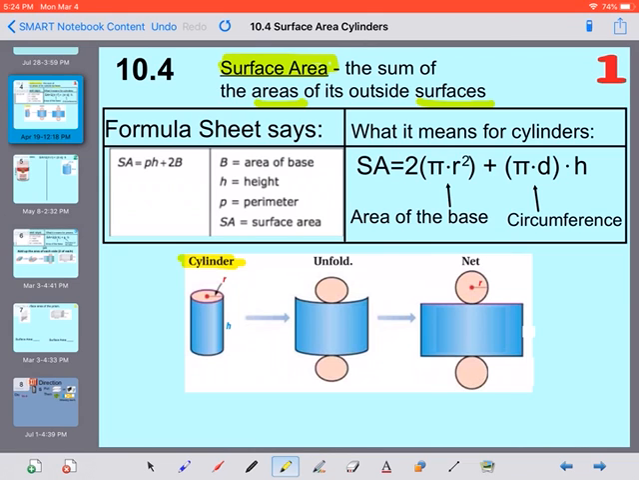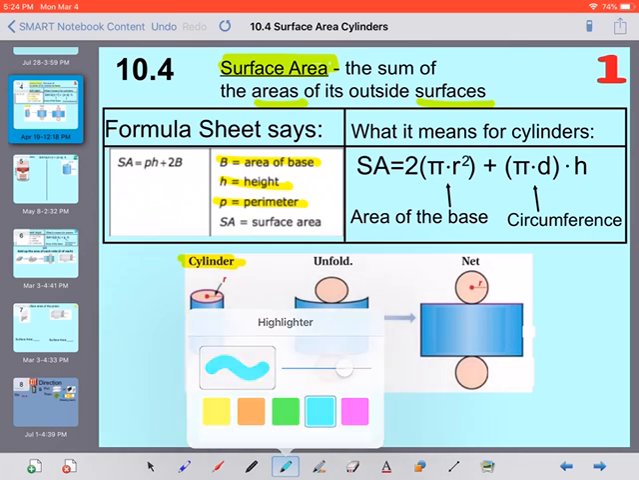Your formula sheet gives you this formula: SA, or surface area, equals P, which is the perimeter, times the height, P times H, plus 2 times B, and B is the area of the base. That's why they use a big B and not a little b. It would be like base times height for a rectangle. The big B is the area of a base. This is the same formula we could use for a cylinder or for a prism. So what does it mean for cylinders specifically?